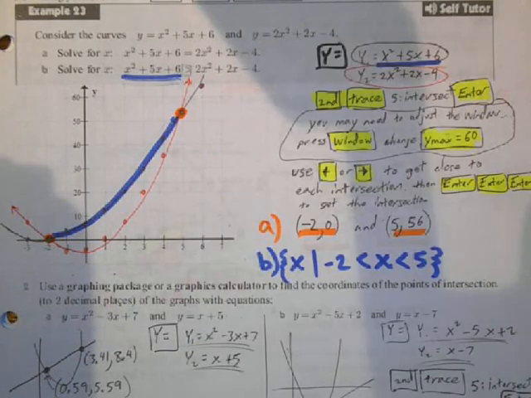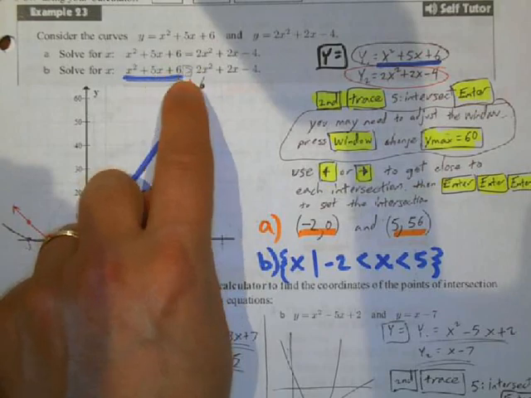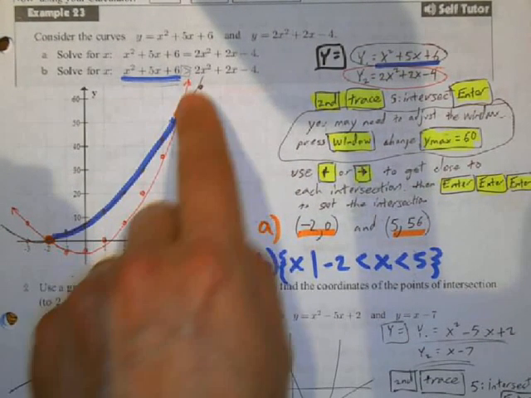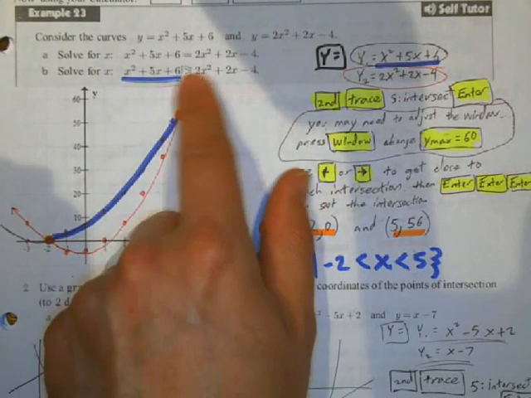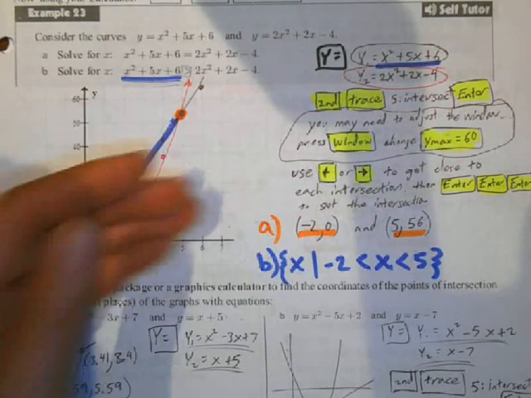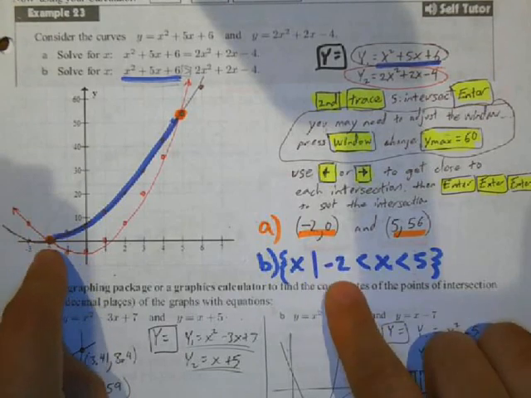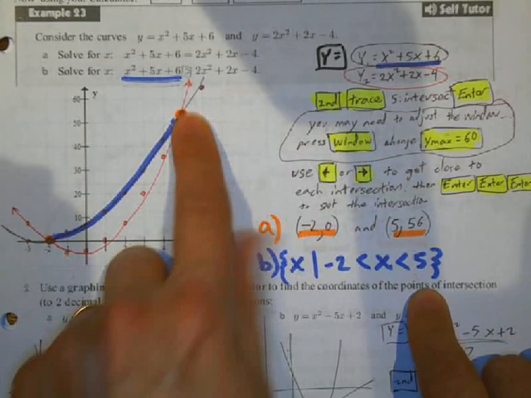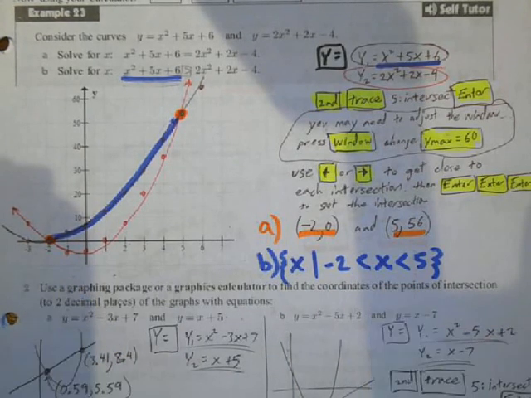Now question B says solve when this graph here is greater than that graph here. So this graph here is the blue one, and this graph here is the red one. So the blue one is greater than the other graph when the blue one is higher than that graph. So between these 2 points, between -2 and 5, with the domain of -2 and 5, that's when the blue graph is above the red graph.